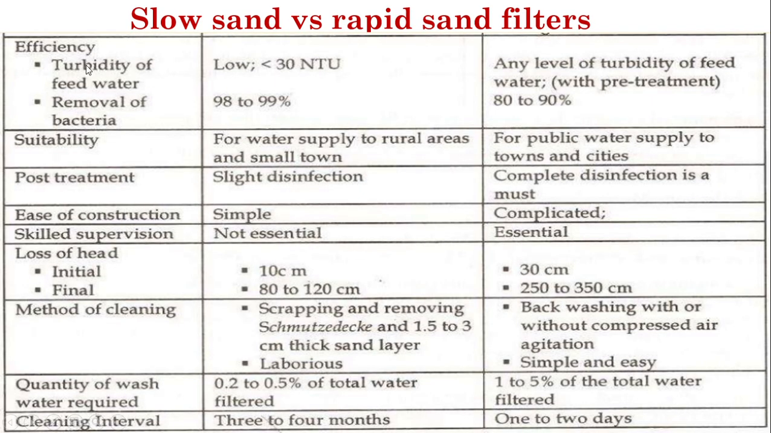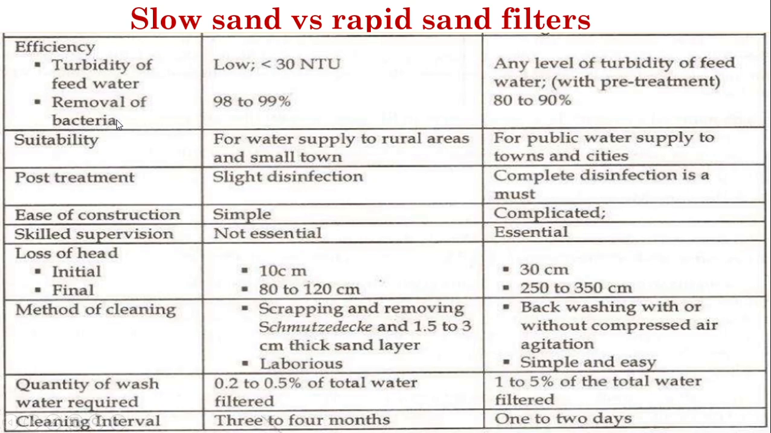And the efficiency of the filter: this rapid sand can remove the turbidity to the maximum extent. It can remove 80 to 90% of the matter. But in case of slow sand, it is much more efficient, I think. Turbidity is very low, less than 30 NTU for the final water. If the water has this amount of turbidity, then only we can use that water for filtering in a slow sand filter. In case of removal of bacteria, it can remove up to 99%.